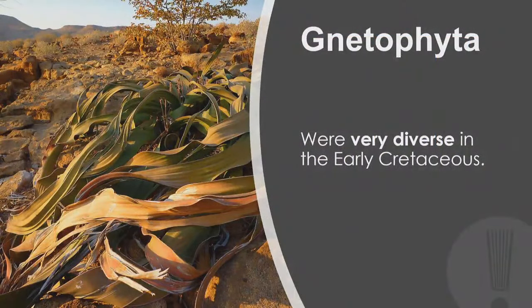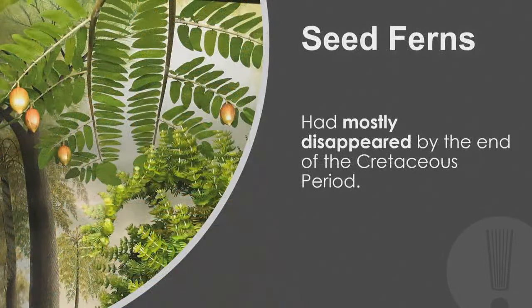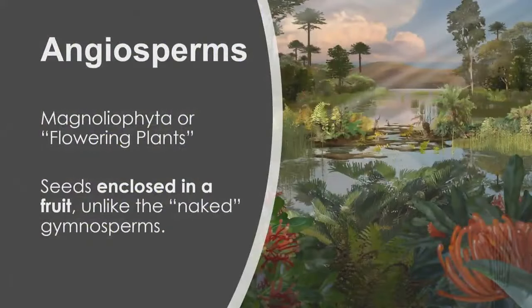So these Gnetophyta were very diverse during the early Cretaceous. And what you see there is a picture of a modern Gnetophyta. I don't know what they looked like; I had a hard time getting a hold of photos or drawings from the originals. Seed ferns had mostly disappeared by the end of the Cretaceous period, declined in prominence. And angiosperms, these Magnoliophyta, these flowering plants, began to really take off during the Cretaceous. So while T-Rex was walking around, he saw a lot more flowering plants.